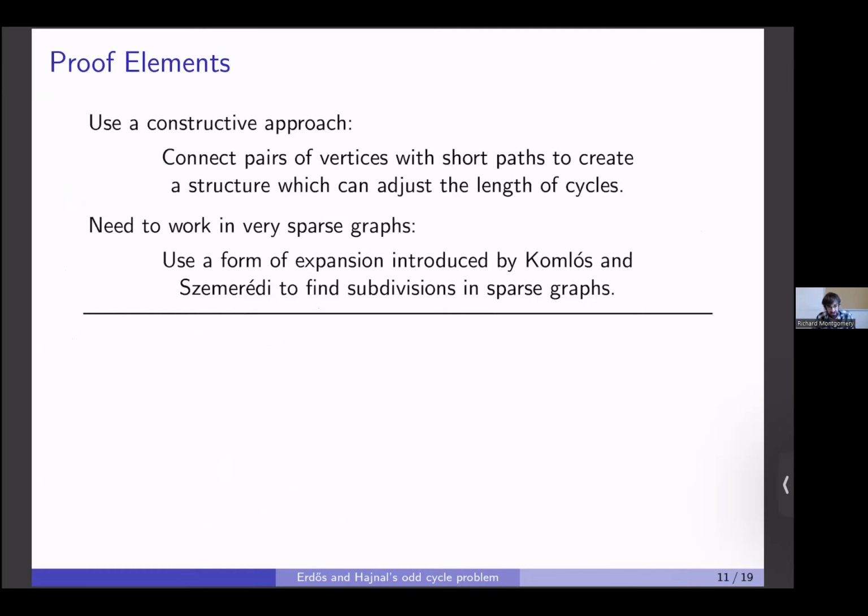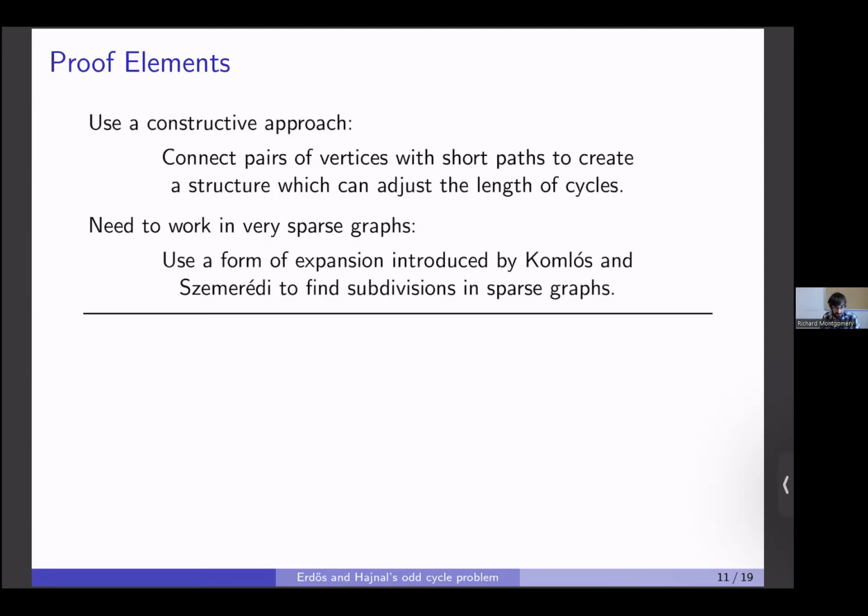Here are some bits of the proof. We're going to use a constructive approach, and our constructive tool to create these cycles is just connecting pairs of vertices with paths that aren't too long, so with relatively short paths. And we're going to build some structures to allow us to adjust the lengths of cycles. I have some pictures of what we'll be constructing in a bit.